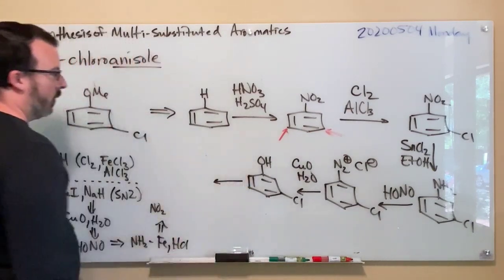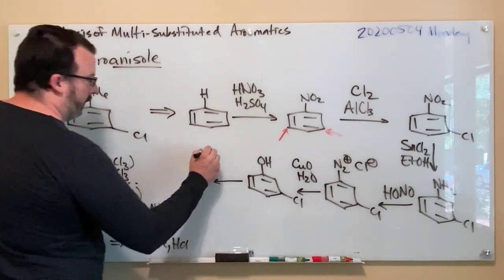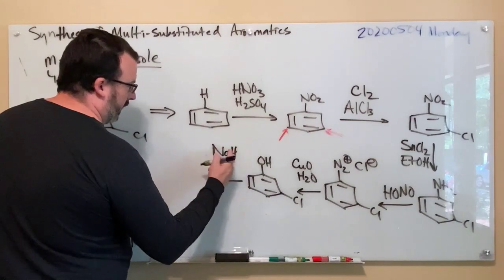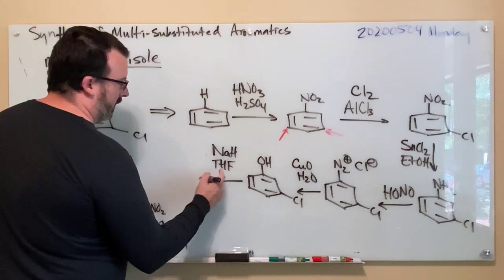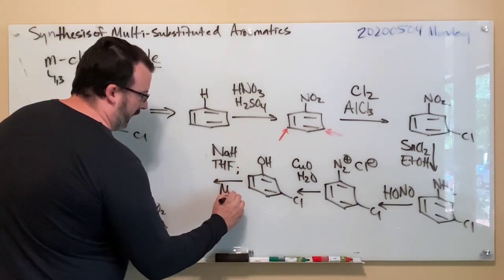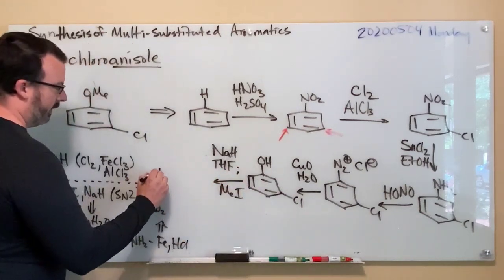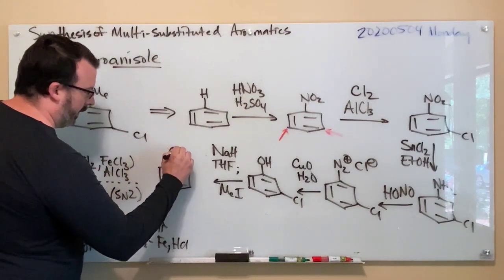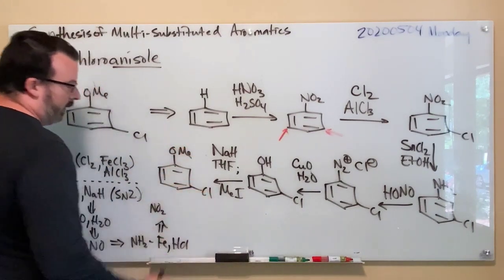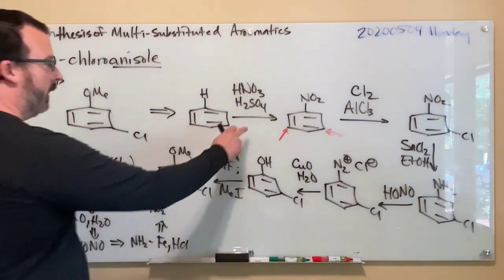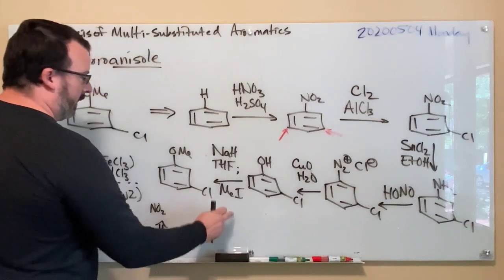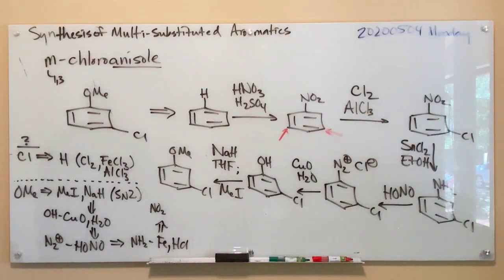We have to do one more step, and that's install the methyl group. We can treat with sodium hydride. This is a base in THF, that's the solvent. And then the electrophile methyl iodide to do a Williamson ether synthesis. And so we have a 1, 2, 3, 4, 5, 6-step synthesis of meta-chloroanisole.